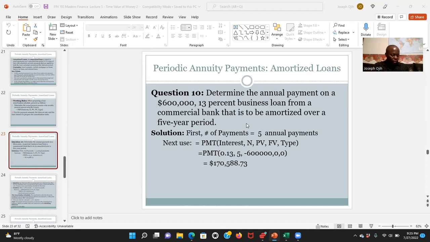Future value, it doesn't have a future value, so put 0 for that one. And then we have the type. The payment is made at the end of the year, which makes it an ordinary annuity. So 0 for type. If you make the payment at the beginning of the year, they will tell you in the question. That means you're going to put 1 for type. So let's determine the payment.